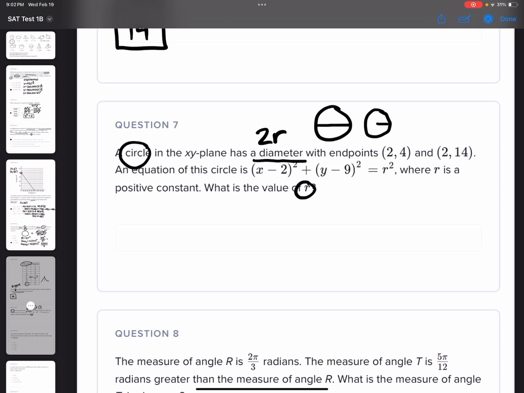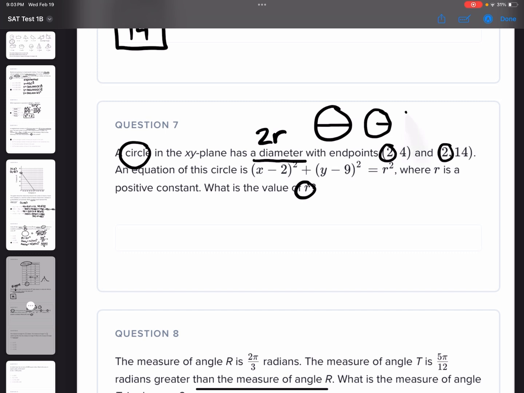Quick shortcut. Right now, that might be a signal for you guys. Oh, let's use the distance formula. You don't have to. If one of the values is the same, you just have to subtract the other value. Like if x is the same right here, 2 and 2, you do not need to use a distance formula for something this simple. Just subtract the values.